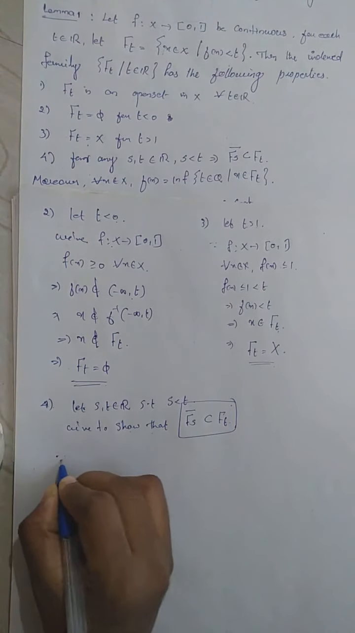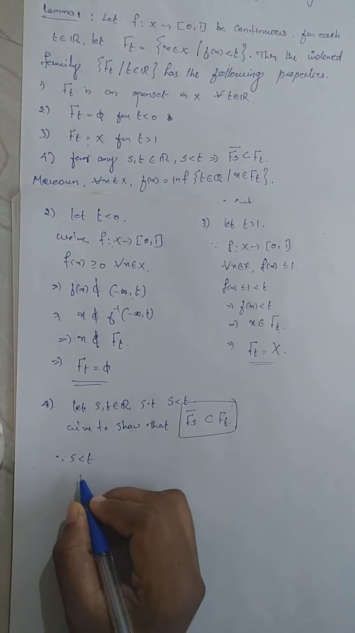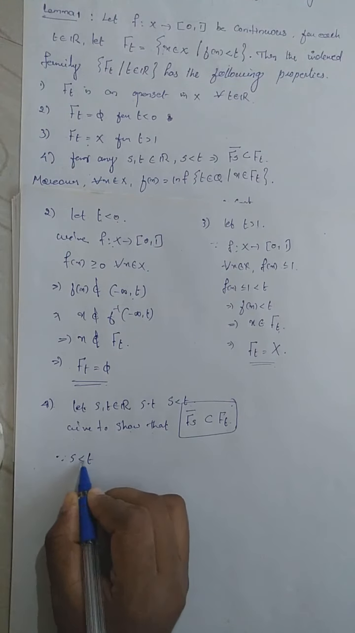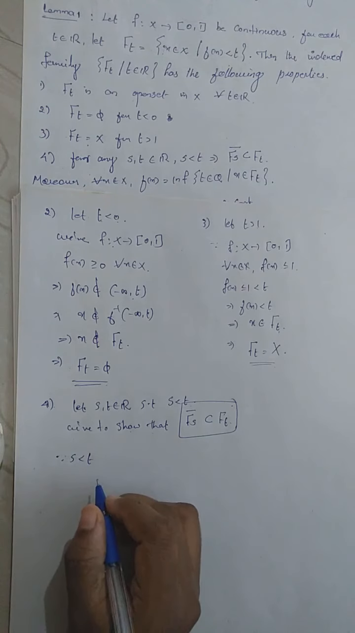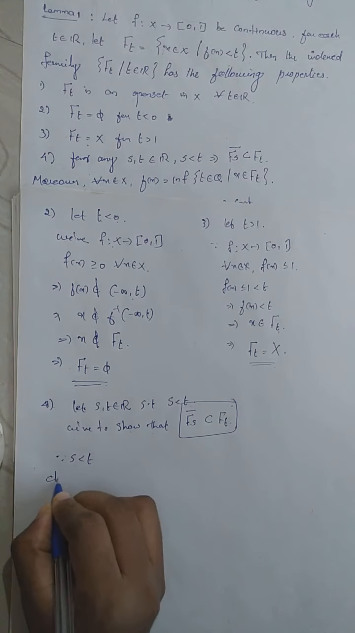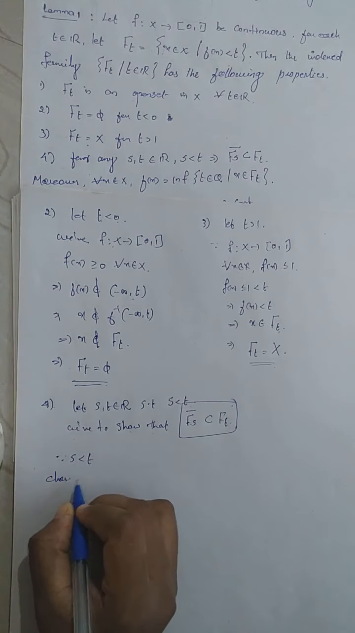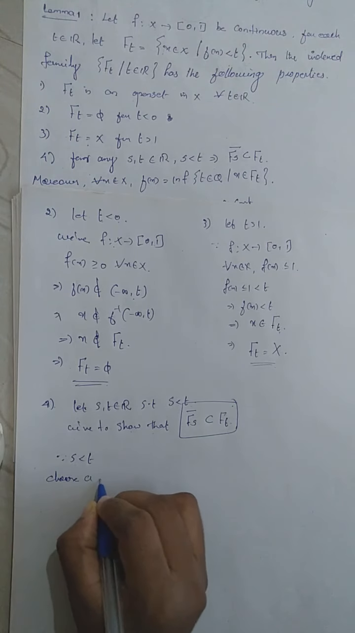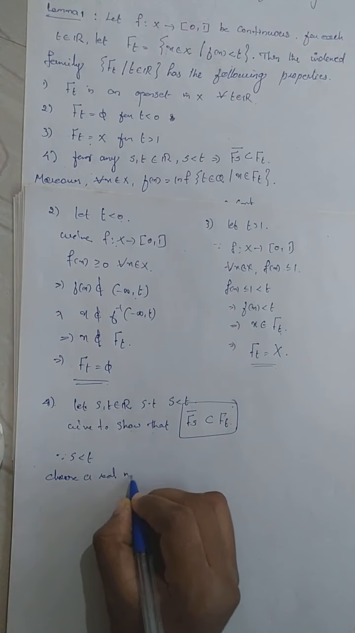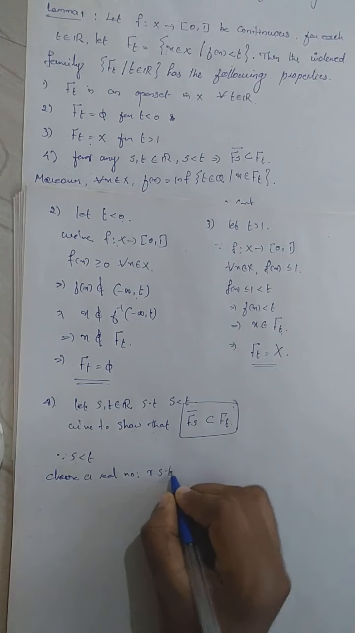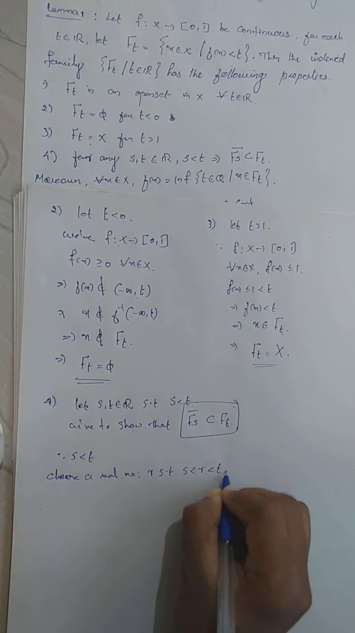Since s is less than t, s and t are real numbers. By using the density theorem, in between two real numbers there will exist a rational, right? You know, every rational is a real number. So choose a rational number r such that s is less than r is less than t.